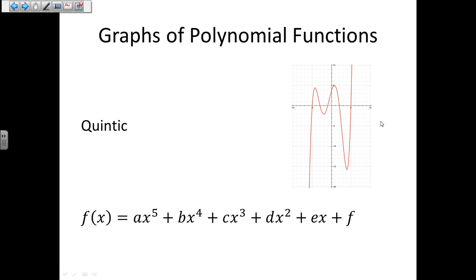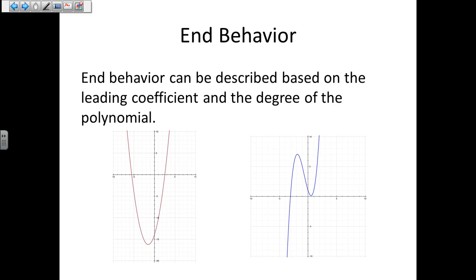So you'll notice something about these graphs. As the power gets higher and higher, these graphs can get more and more complicated, but they have things in common with each other. Let's talk about end behavior. End behavior can be described based on the leading coefficient of the polynomial and the degree of the polynomial.